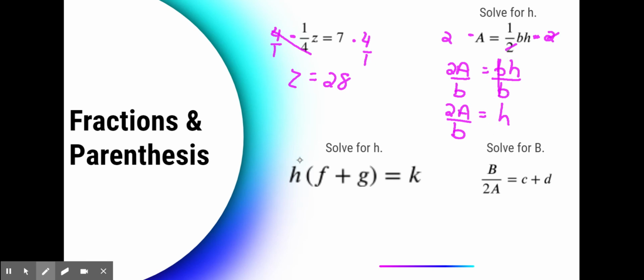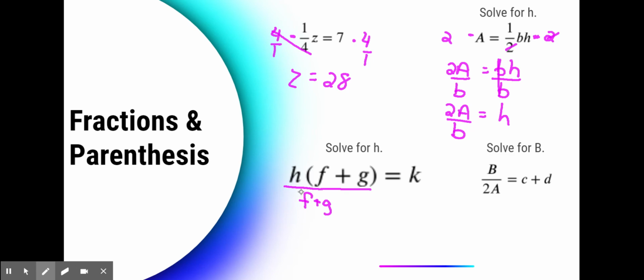All right, lastly, what if I've got parentheses involved? So here I have h times, in parentheses, f plus g equals K. And I'm trying to solve for H. Always find that variable you're trying to isolate. So this is H times F plus G. So what's my inverse operation? I'm going to divide both sides by F plus G.